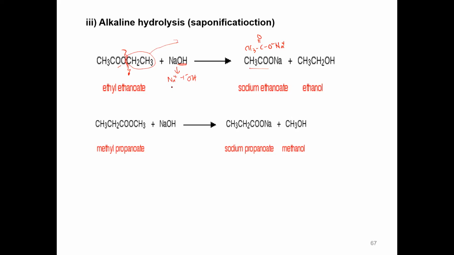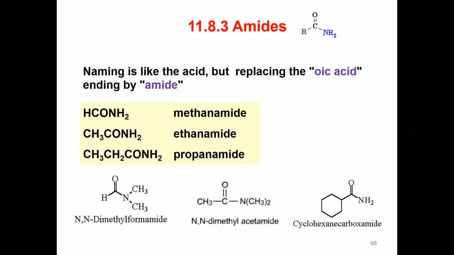Okay, and then another example, methyl propanoate, reacting with sodium hydroxide. It will similarly break here. The C double bond O, and the O-C connected to the C will break off, substituted by the sodium, and then produce CH3OH, methanol. Okay, any questions before we look at amide for acyl halide and also ester?